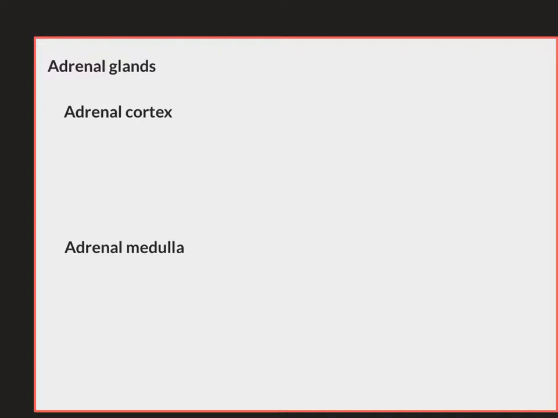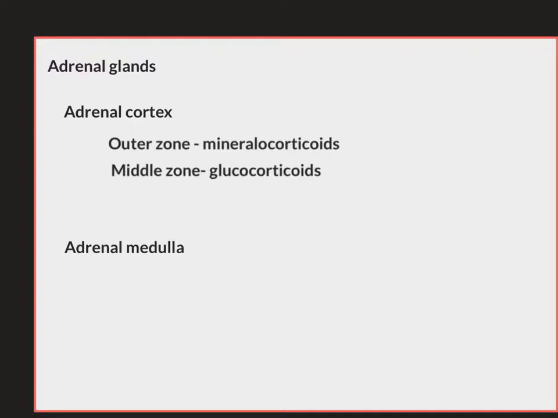The outer zone, just deep to the connective tissue capsule, is going to be the area that secretes hormones called mineralocorticoids. These are so called because they affect mineral homeostasis. The middle zone secretes glucocorticoids. They affect glucose homeostasis. And finally, the inner zone of the adrenal cortex would be the one that secretes weak androgens. These steroid hormones have masculinizing effects.